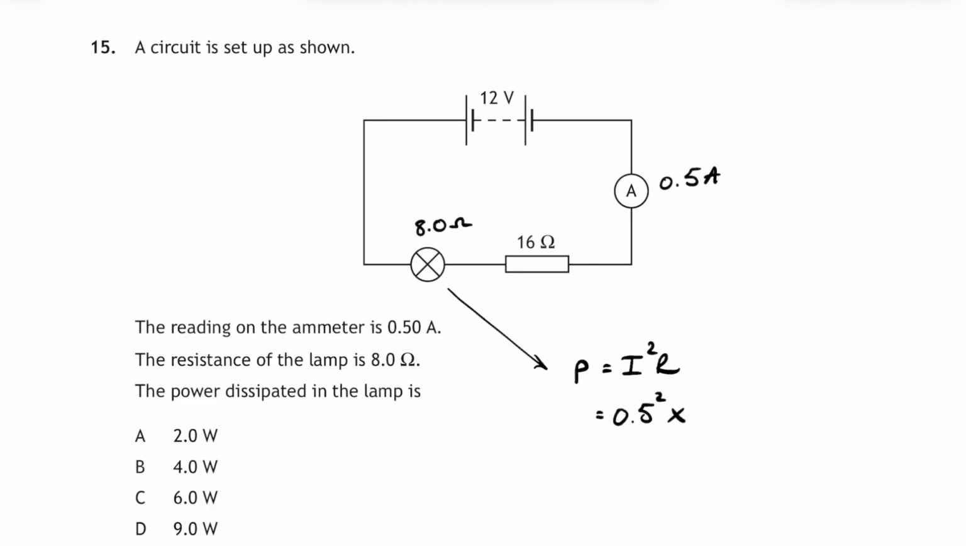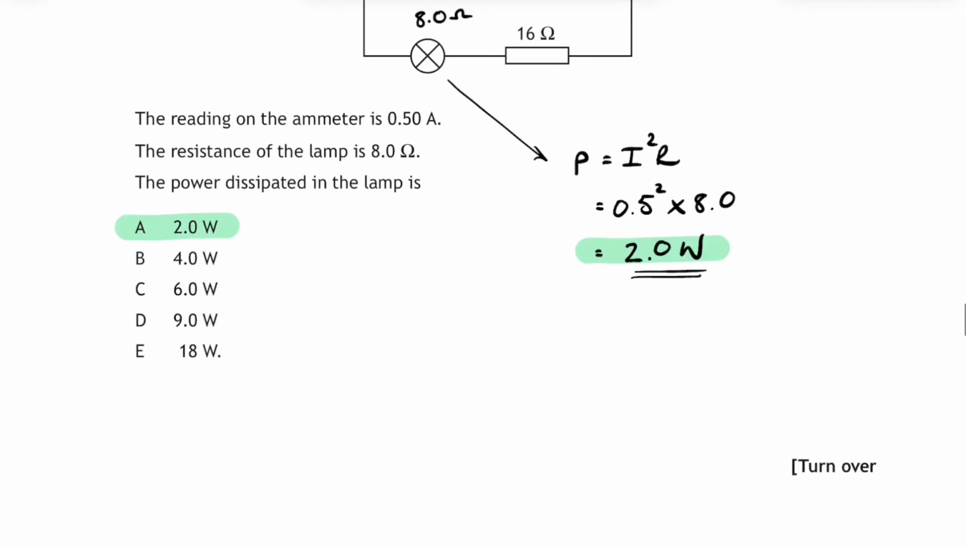So that gives me 0.5 squared times 8. And if you do that correctly on your calculator, that gives you an answer of 2 watts. And that corresponds to answer A, that's 15A.